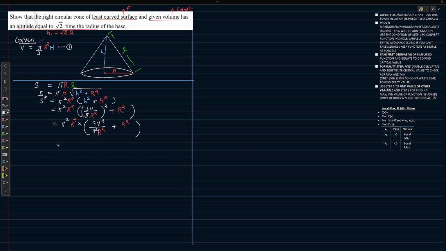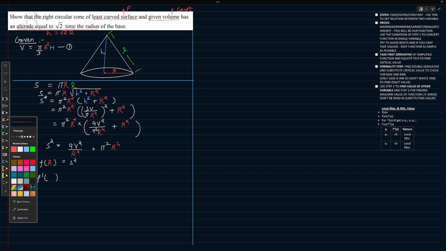So final S square will be equal to 9 pi square v square by pi square r square, that is 9 v square by r square, plus pi square r raised to 4. Why do we write v by r separately? Because the variable has to be differentiated. So let f of r equal S square.